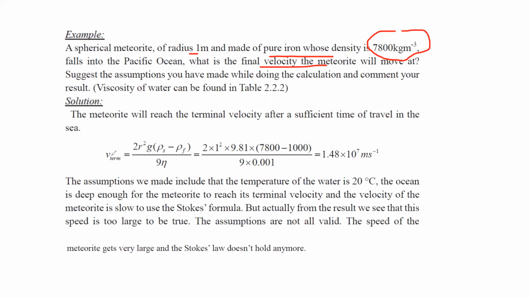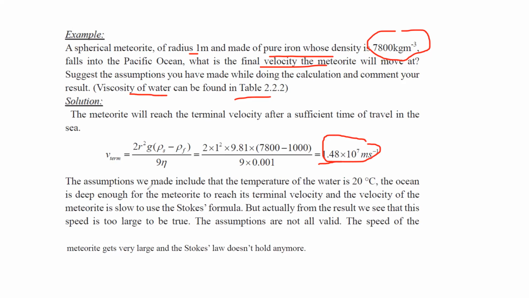So we calculate the terminal velocity, because terminal velocity is the maximum velocity which an object can attain when it is falling. The formula is 2r square g, difference in the density, because the object is moving down, so it is object minus the fluid, divided by 9 eta. When we substitute the values, we can use the viscosity of water from the table. The result comes out as 1.48 into 10 power 7 meter per second.